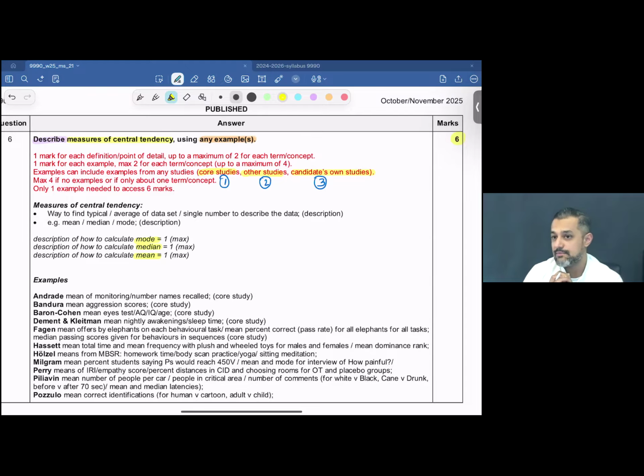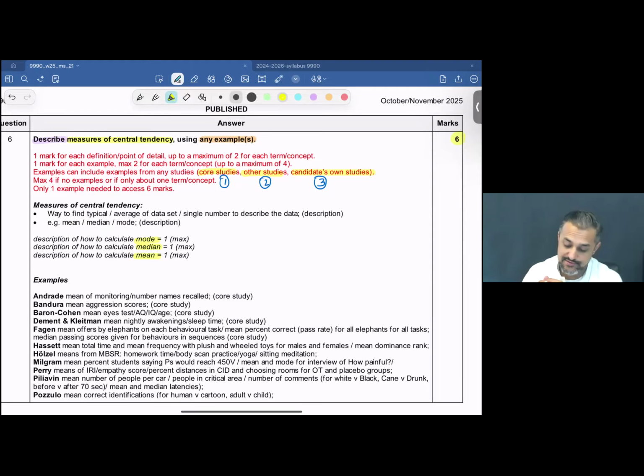So you have to give an example, because you have to give at least one example. So the measures of central tendency, you're expected to describe them. It's a way to find the typical average of a data set, a single number to describe the data. For example, a mean, a median, or a mode. As we're discussing these past paper questions, I'd like to assume you know all of this and you've done your research methodology well and you know your core studies well.